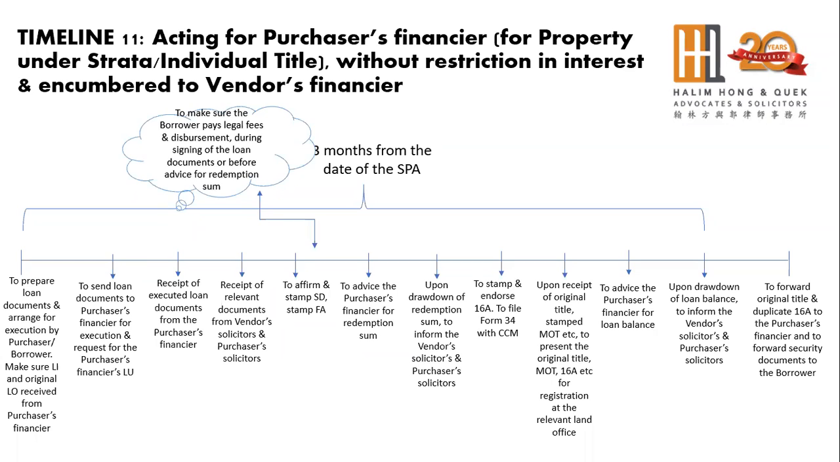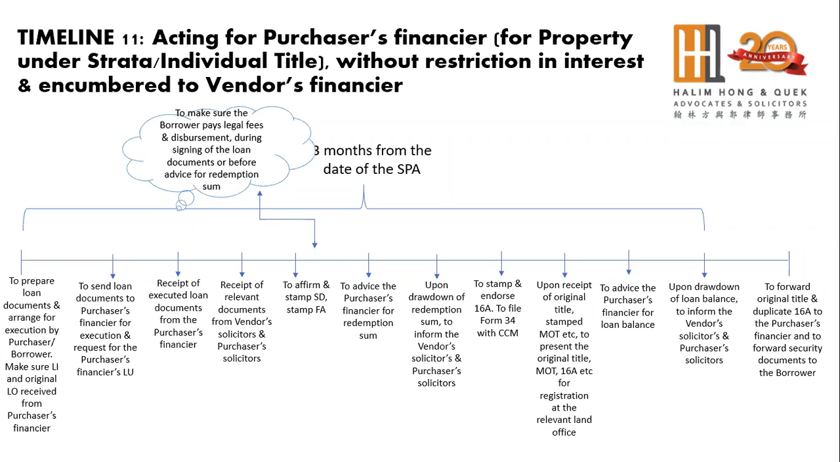So what you do is you prepare the loan documents, then you always have to make sure that you have received the instruction letter and original letter of offer. So after client signs, you send to the purchaser's bank for execution and request for bank's LU, bank's undertaking letter. So after you receive the executed loan documents, and the relevant documents, undertaking confirmation from vendor's lawyer, purchaser's lawyer, you have to stamp your facility agreement. Just FA first, for property encumbered to vendor's bank. Then have to affirm and stamp the SC. Then you advise the purchaser's bank for redemption sum.